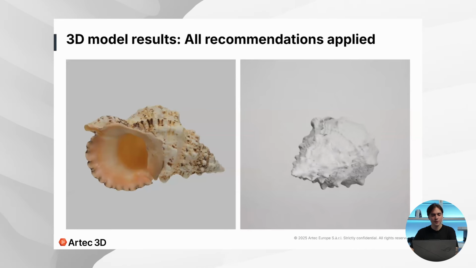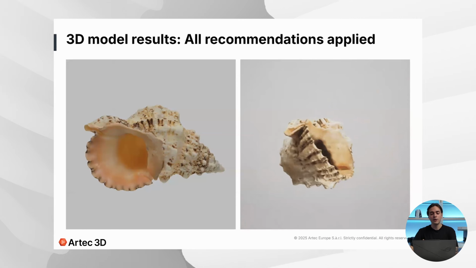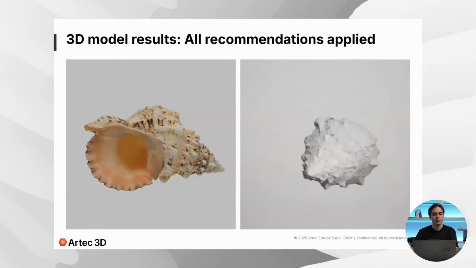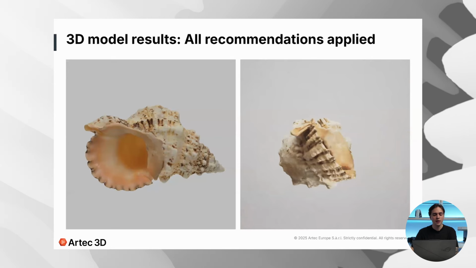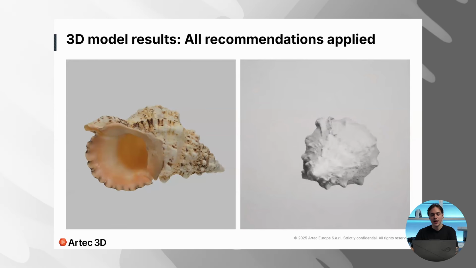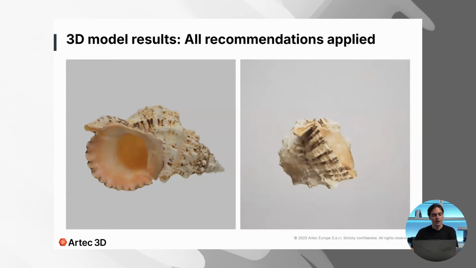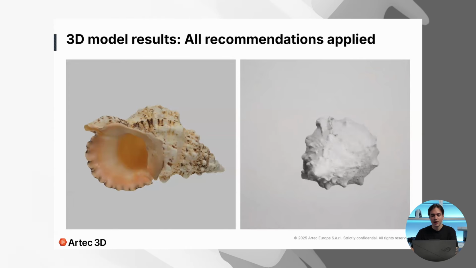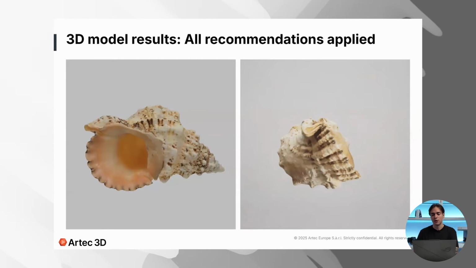If you follow all of the recommendations that we have discussed above, then you're going to get this nice, clean-looking model. You see that our color is really even. We have preserved a lot of details on the geometry. We don't have any artifacts. And finally, we don't have any double geometry, and our reconstruction looks really sharp, nice, and ready for export.